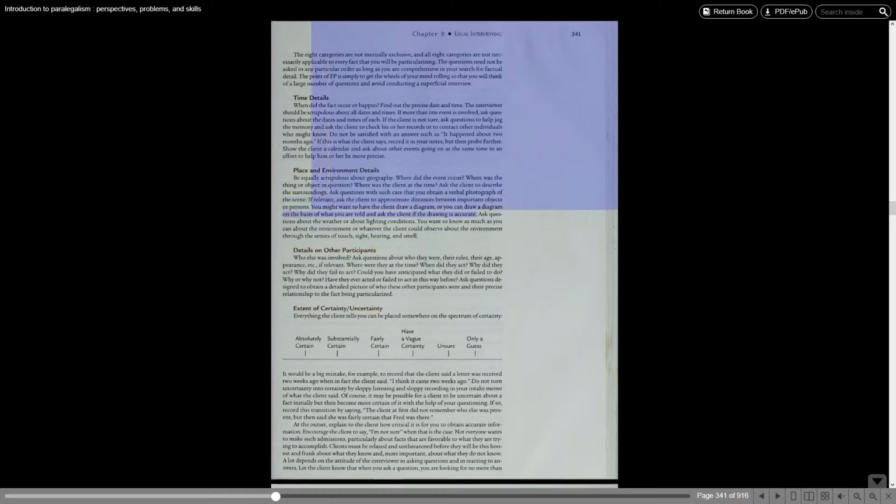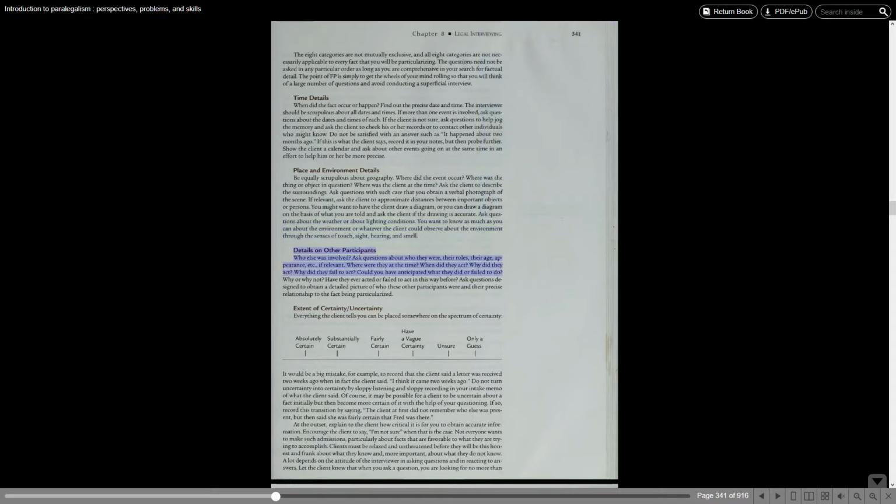You might want to have the client draw a diagram, or you can draw a diagram on the basis of what you are told, and ask the client if the drawing is accurate. Ask questions about the weather or about lighting conditions. You want to know as much as you can about the environment, or whatever the client could observe about the environment through the senses of touch, sight, hearing, and smell.